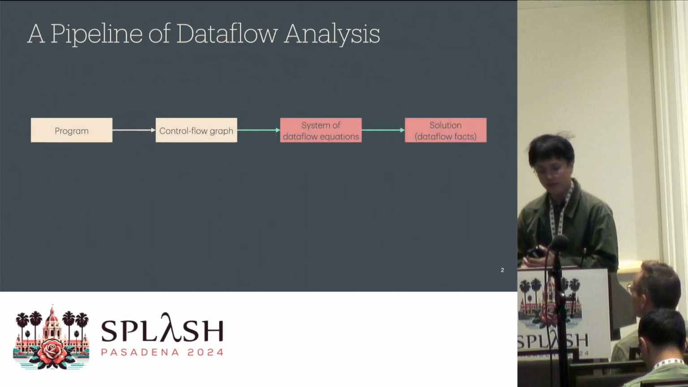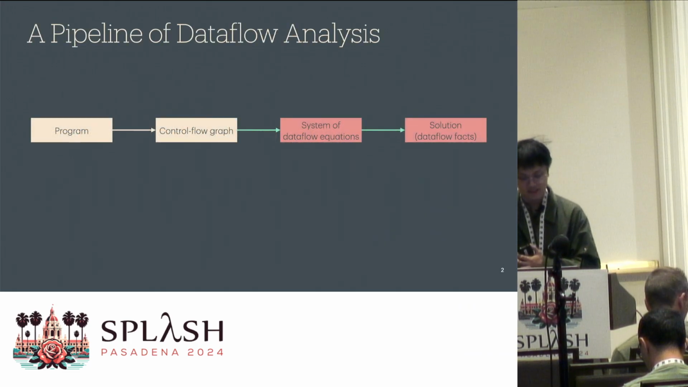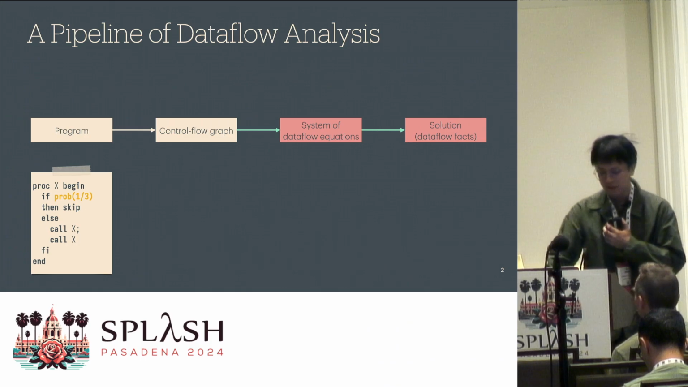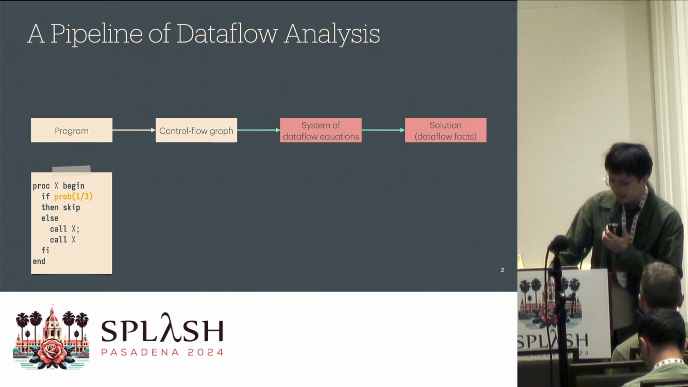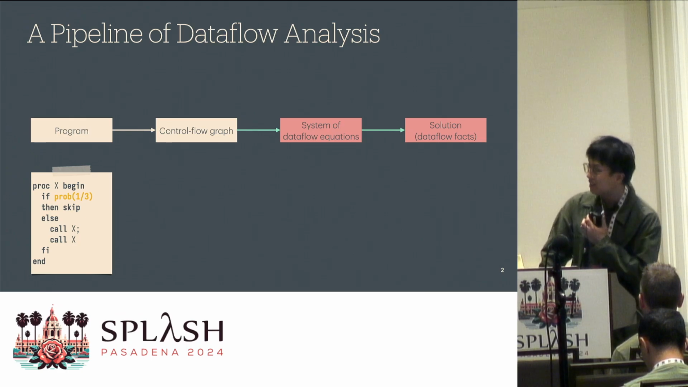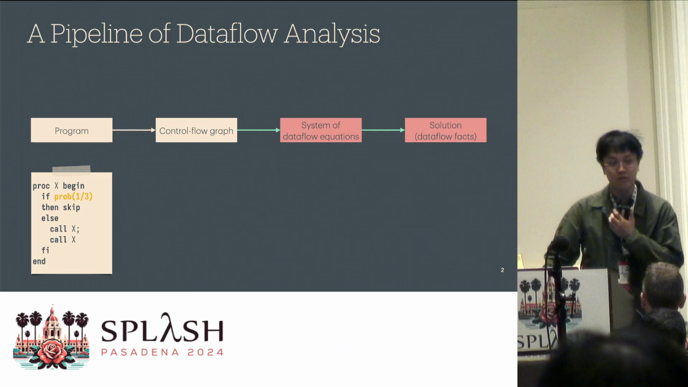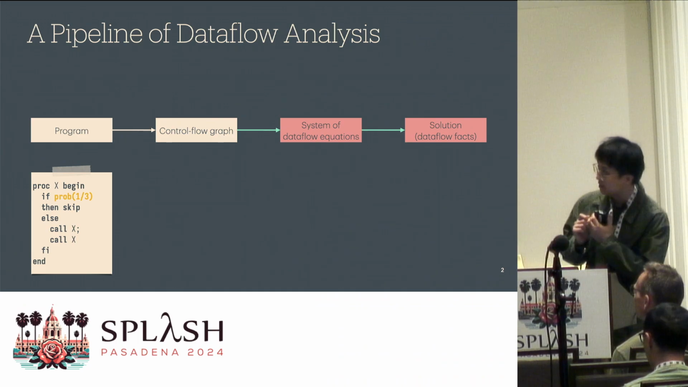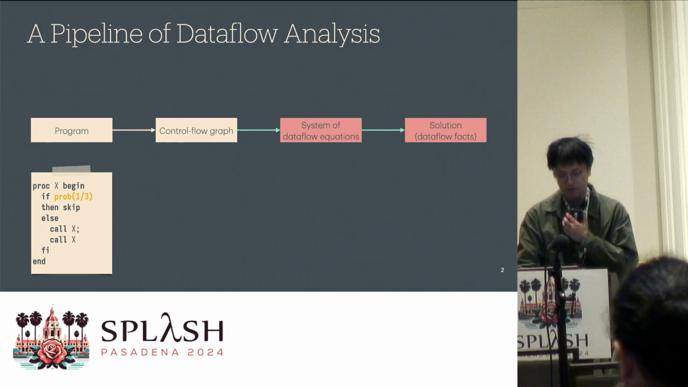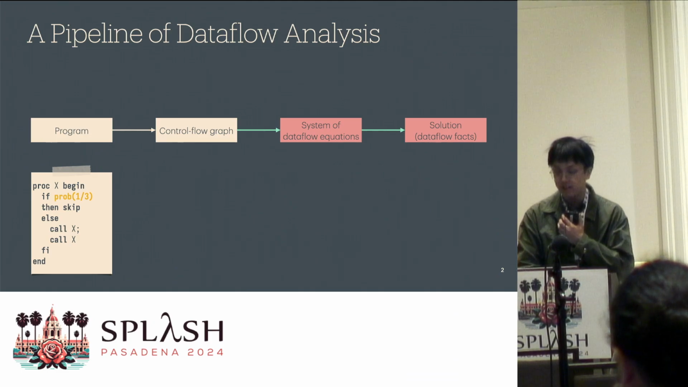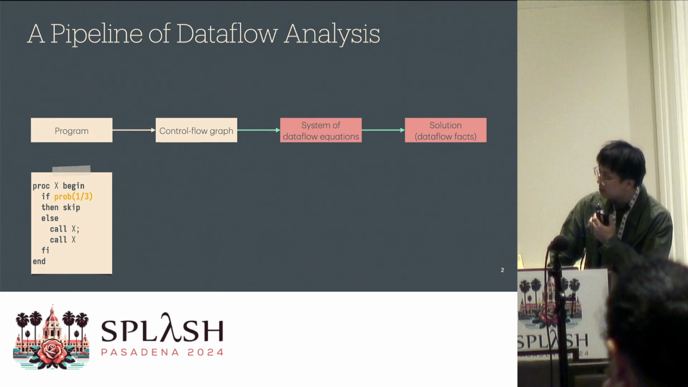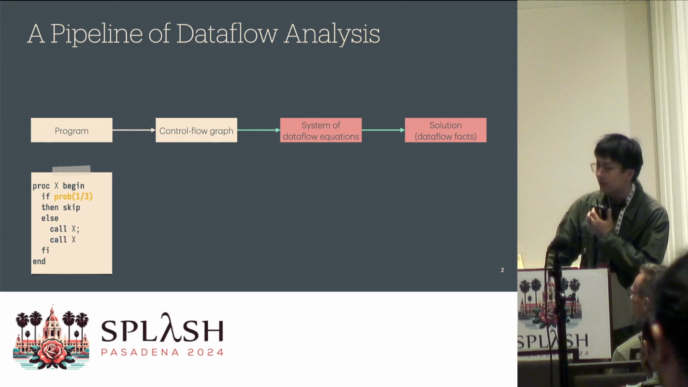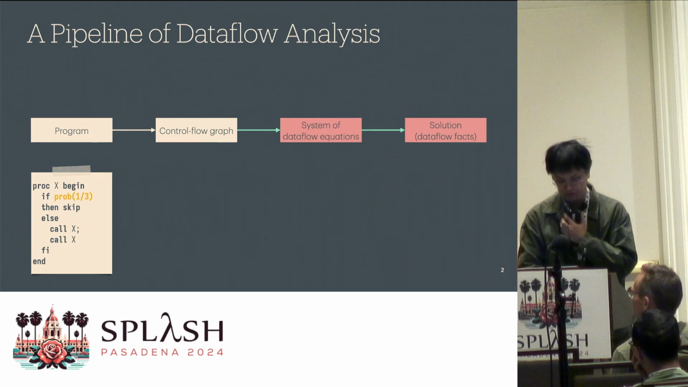So let's first review a typical pipeline of data flow analysis using the example program shown on the slide. The program is a very simple imperative program which defines a recursive procedure X. The program is probabilistic in the sense that it makes some random choices to determine its actual control flow. For example, as marked in yellow on the slide, prob 1/3 makes a random choice so that the conditional branch takes the then branch with probability 1/3 and the else branch with probability 2/3. In the else branch, you make two consecutive recursive calls to the procedure X itself.